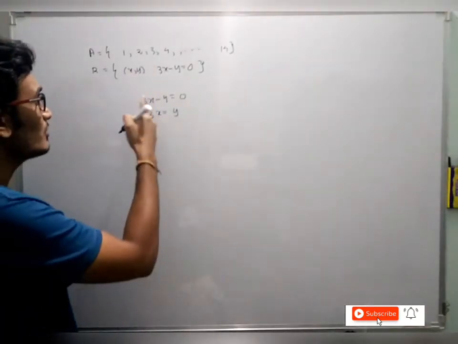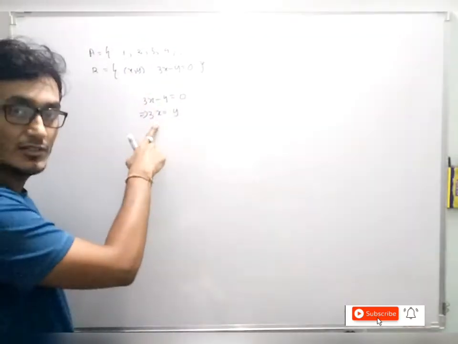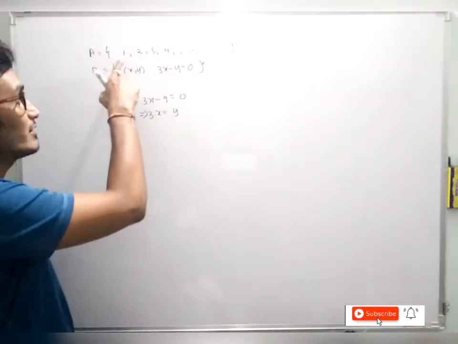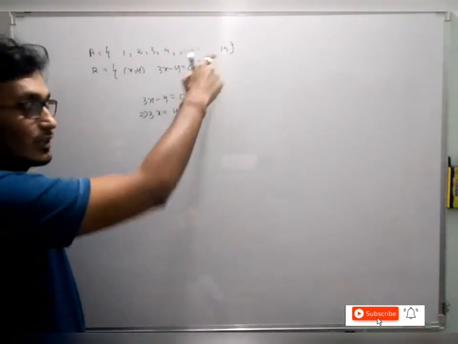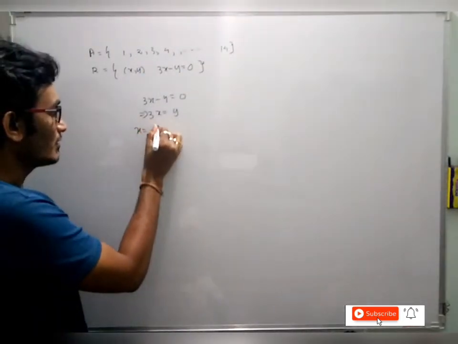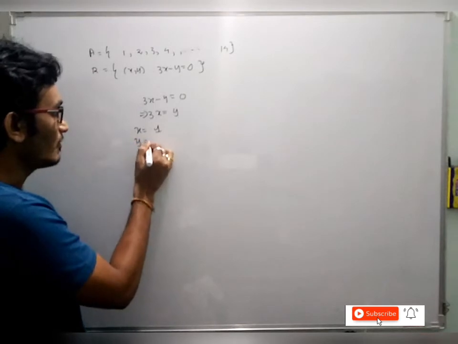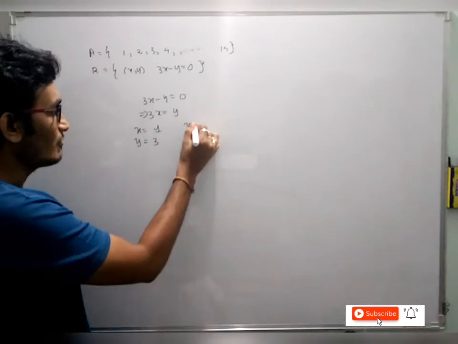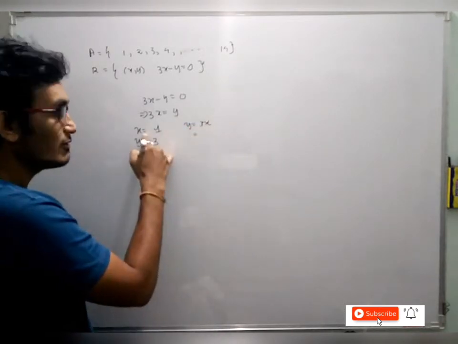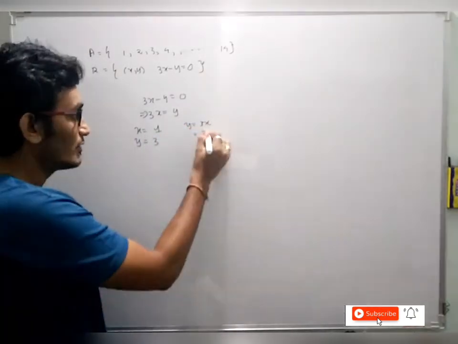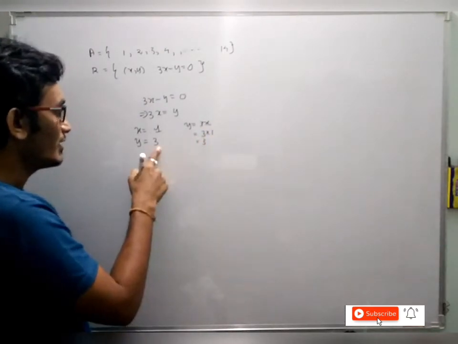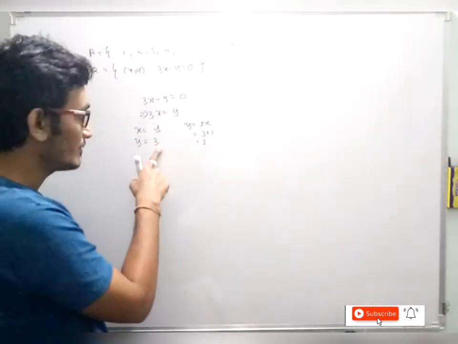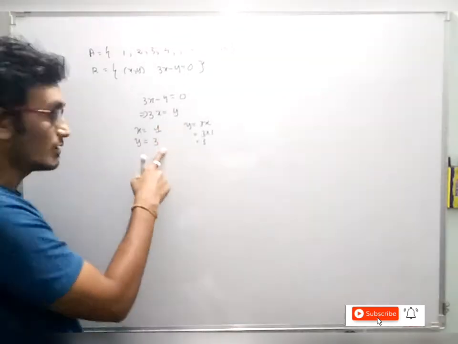Now we need to consider the values of x. We need to consider them from the set A, that means starting from the element 1 till 14. For x equals 1, what should be the value of y? Since y equals 3x, 3 into 1 equals 3. That means the first ordered pair is (1, 3).